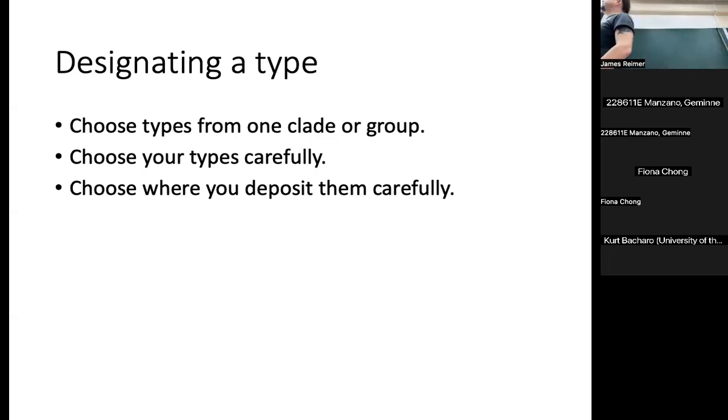Also choose your types carefully. What I mean by this is when you erect a new species, you want your specimen to represent the species well. So maybe it's not too big, it's not too small, it's not weird, it's a very average or normal or good representative, daihyoteki.